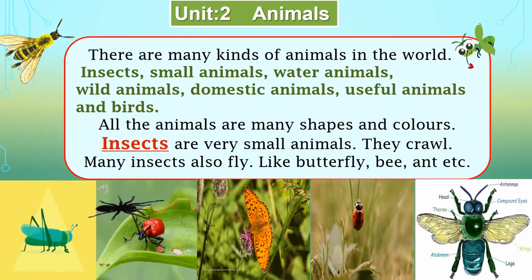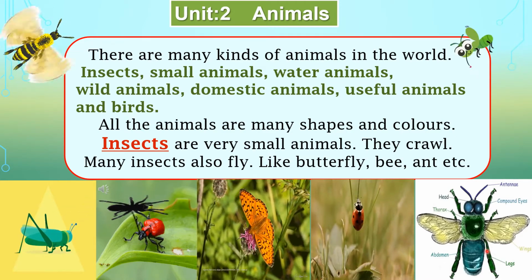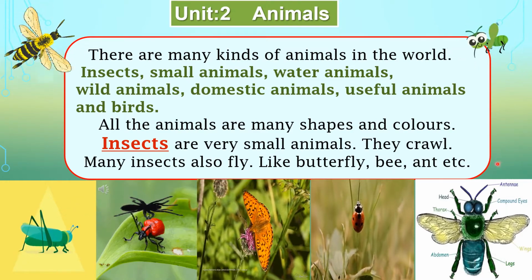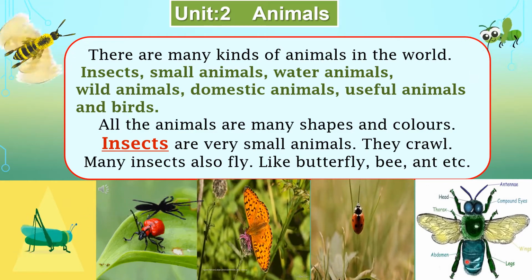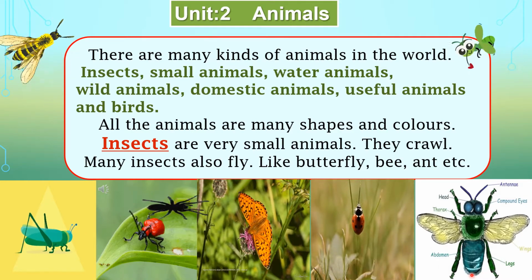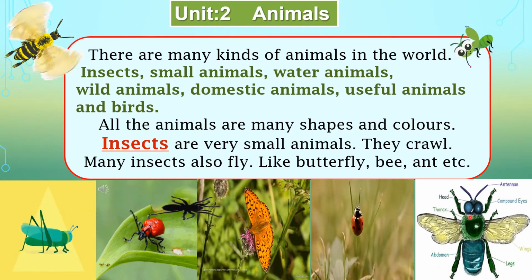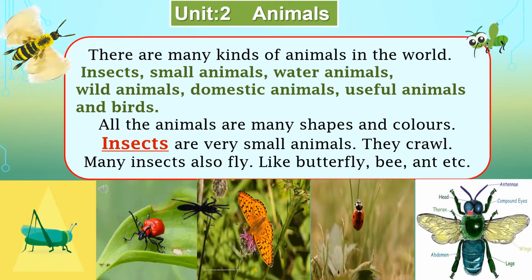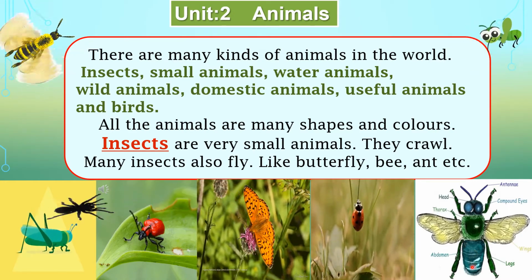And dear students, you know that insects have 3 body parts: head, thorax, and abdomen. Or you can say that an insect's body is divided into 3 parts. The first part is the head, the second part is the thorax, and the third part is the abdomen.